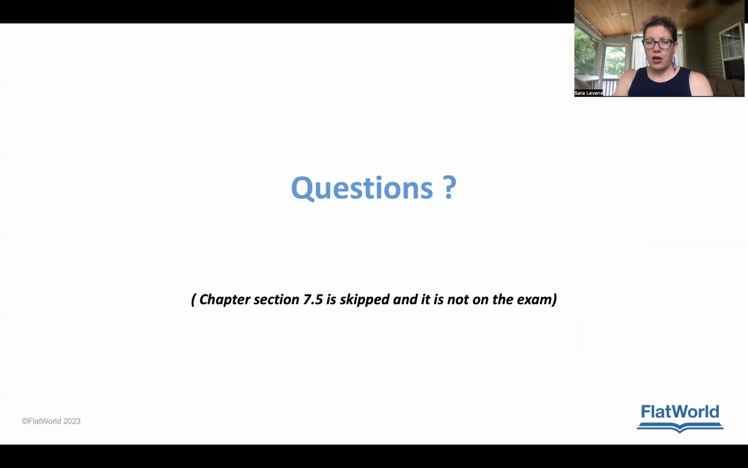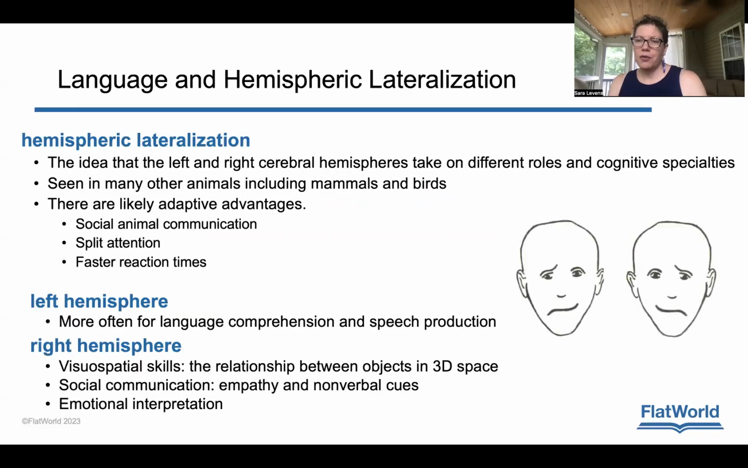Okay, so now moving on to the section afterwards. We're heading towards the end of the chapter. We're actually talking about language and hemispheric lateralization. Hemispheric lateralization is the idea that the left and right cerebral hemispheres take on different roles and cognitive specialties. This is seen in many other animals, including mammals and birds, and there are likely adaptive advantages to this: social animal communication, split attention, faster reaction times.